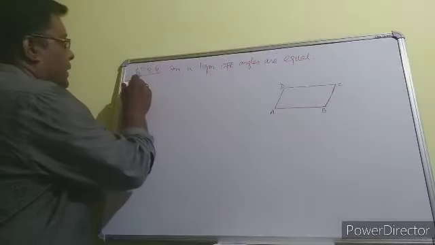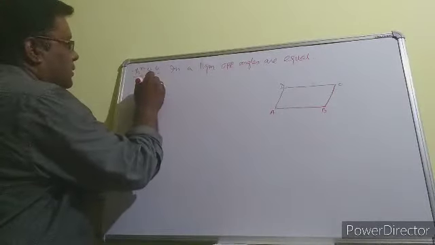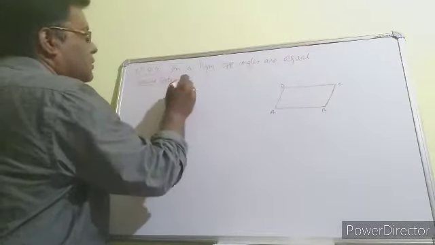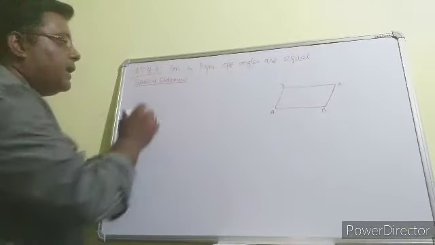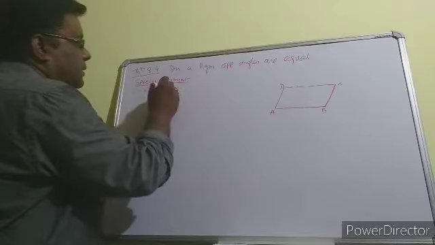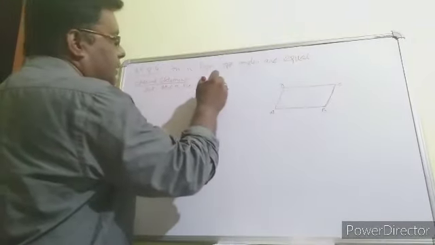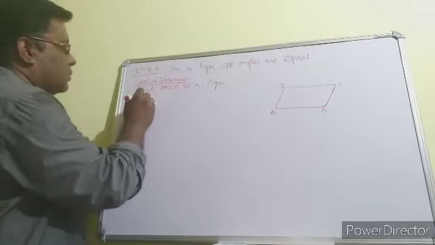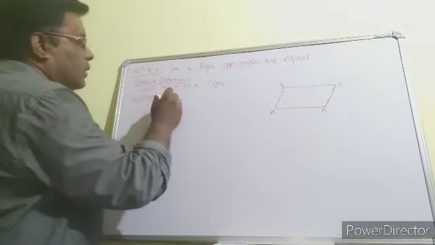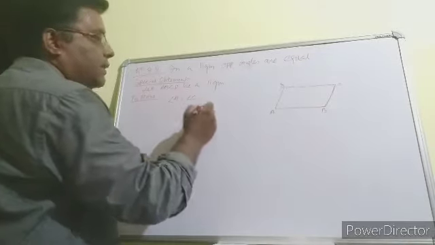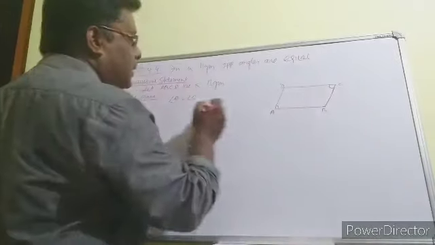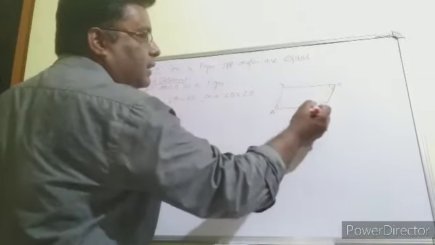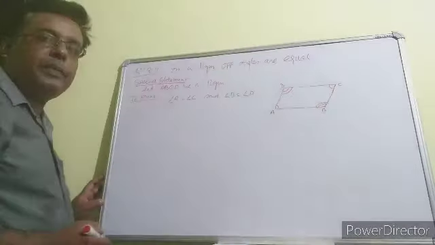So, special statement: in a parallelogram, that means we have to write, let ABCD be a parallelogram. So to prove, what do we have to prove? We have to prove that angle A is equal to angle C, and angle B is equal to angle D. That is, this angle B is equal to angle D.